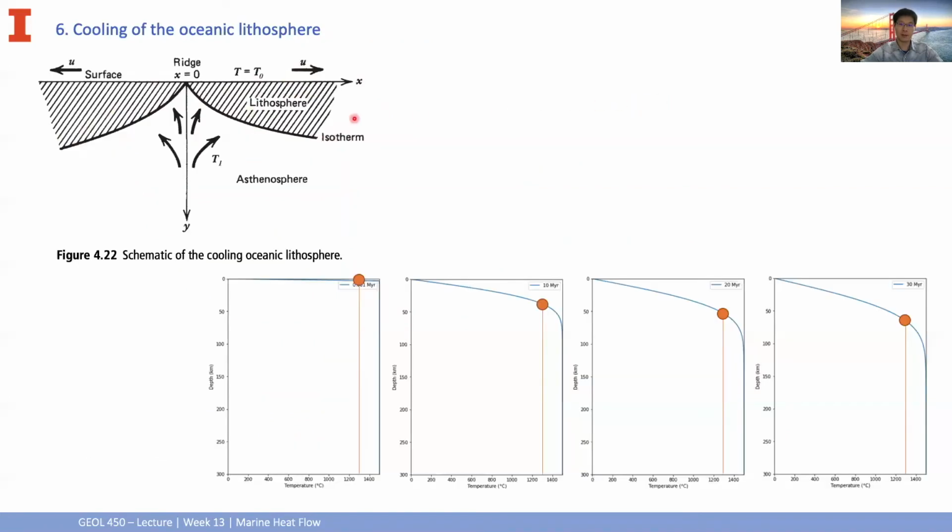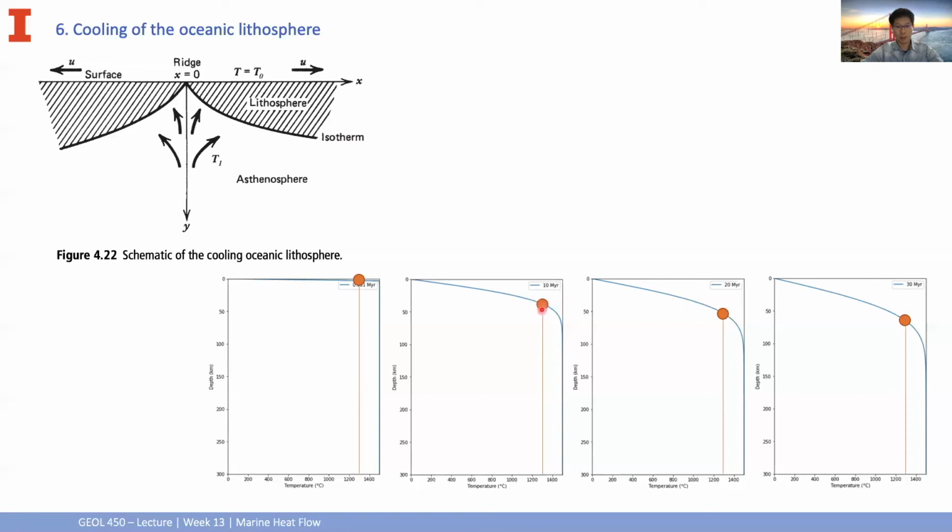Now let's explore the thermal structure of oceanic lithosphere in 2 dimensions. This is a very simple model: when the lithosphere is cooling, at the same time, this part of the lithosphere is also moving away from the ridge axis. So we use the heat conduction model we have done before, and we can explore different times.